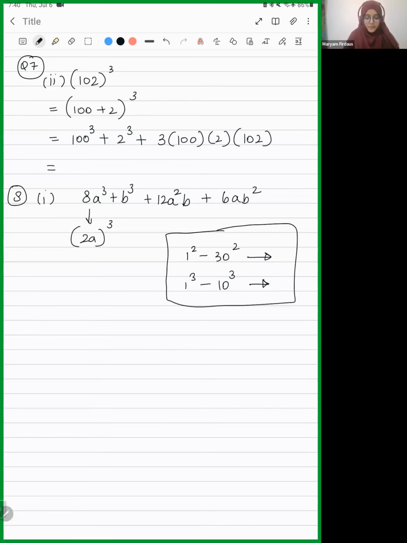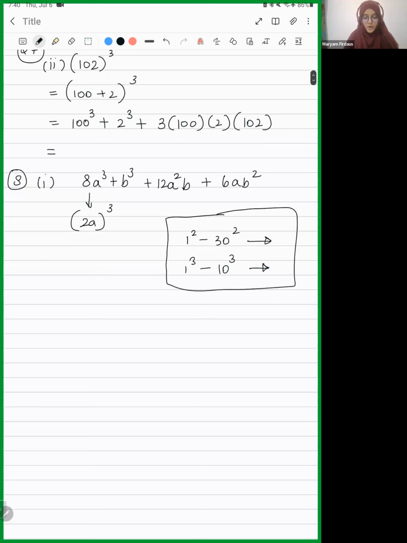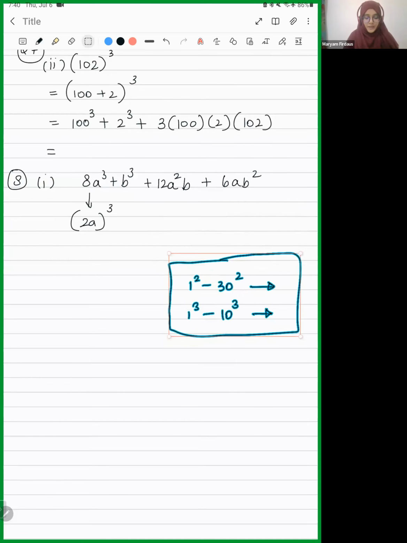All right. Okay. Let's move on now. So we have 2a cube and then this becomes b cube. This can be written as, first let's take 3ab common, 3 into 2a into b, multiplied by 2a plus b.